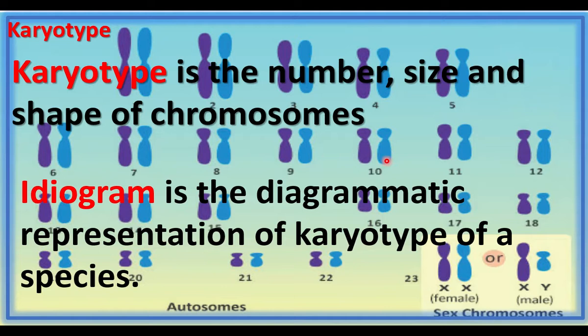This is a normal karyotype. In an abnormal karyotype, there may be a change in the shape of the chromosomes or the number of chromosomes. So karyotype is useful in identifying some diseased conditions. So in this part we have discussed the structure of chromosomes, number of chromosomes, types of chromosomes and karyotype.